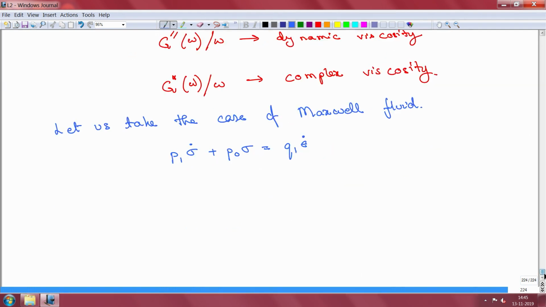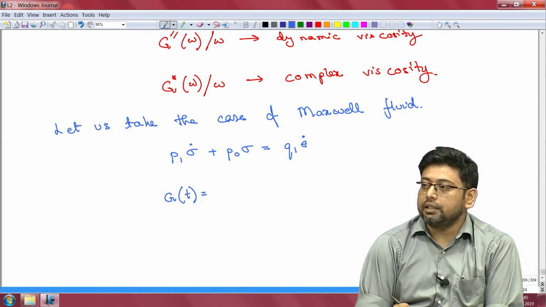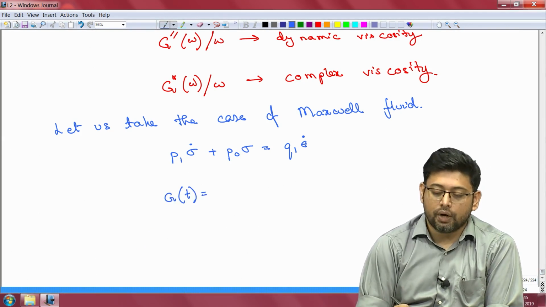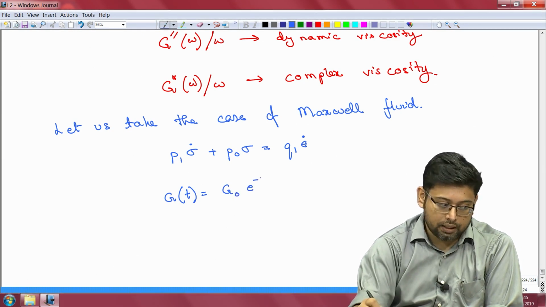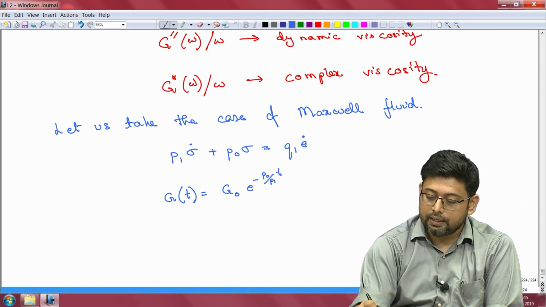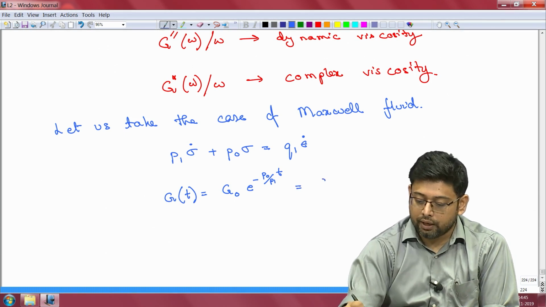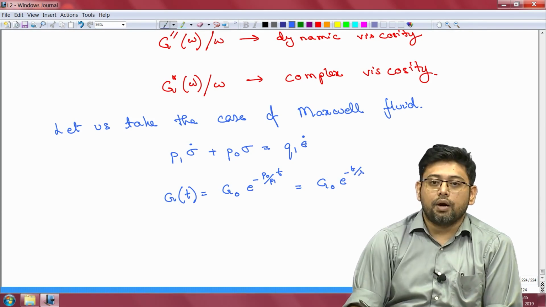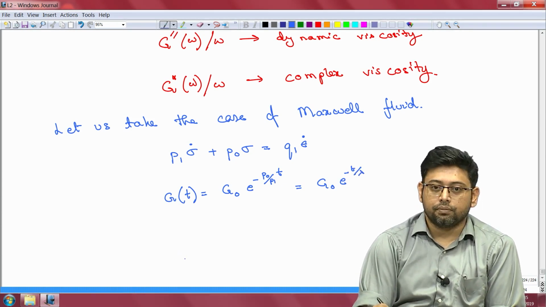Right. And for this you had found out that the function G(t) had a particular form, right. It was actually G naught e to the power minus, in this particular case, P naught by P1 t, or you could rewrite this as G naught e to the power minus t by lambda, okay, where lambda was the characteristic time scale associated with this, also called the relaxation time scale, right.